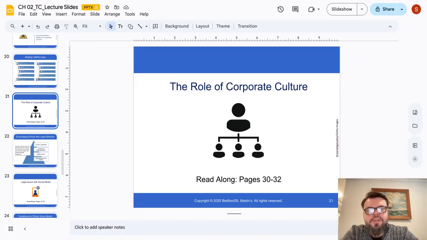This slide introduces the idea that ethical and legal behavior in organizations does not happen by accident. It is shaped by corporate culture. The graphic you're seeing here is meant to represent how influence flows inside an organization. The larger figure at the top symbolizes organizational leadership, and the arrows pointing downward represent how values, expectations, and norms move through the company to supervisors and employees.